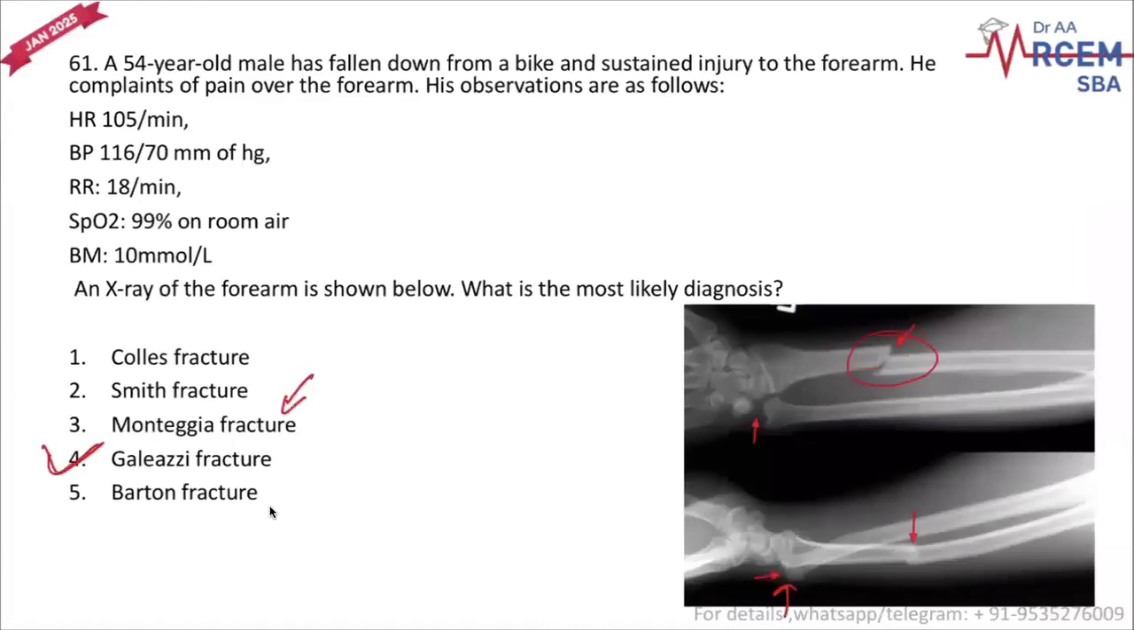In a Monteggia's fracture, it will be exactly opposite. There will be dislocation of the radial head with a fracture of the ulnar shaft. That is known as Monteggia's fracture. This is Galeazzi's fracture. Both are unstable fractures. Both require surgical management.